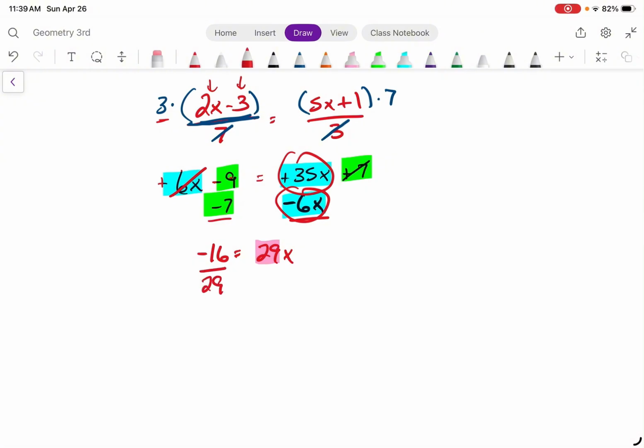We try to divide it. It's going to be a decimal if you divided it. Since it won't divide, we're going to reduce it. It won't even reduce. So that's finished. Negative 16/29 would be your answer.